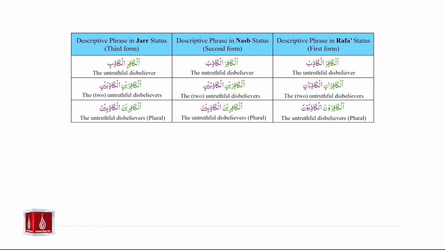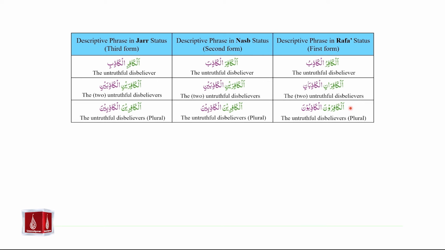Al-kafirul kazibu, the untruthful disbeliever. Al-kafiral kaziba, al-kafiril kazibi. Al-kafiranil kazibani, al-kafirainil kazibaini. Ani, aini, aini. Al-kafiranil kazibani means the two untruthful disbelievers.